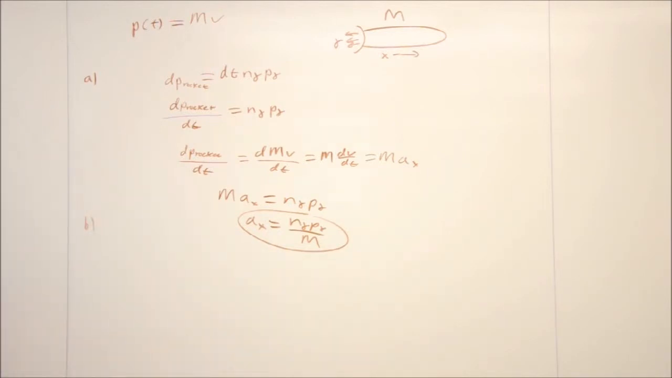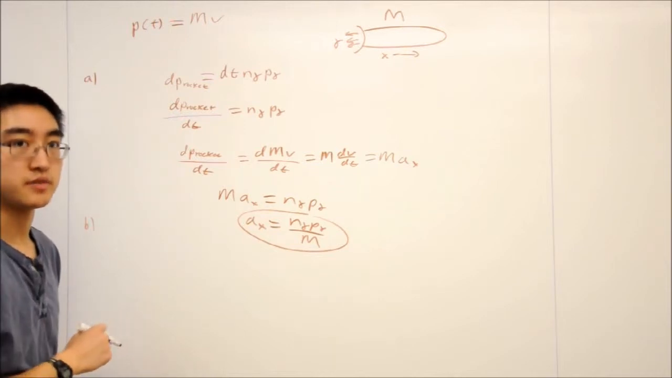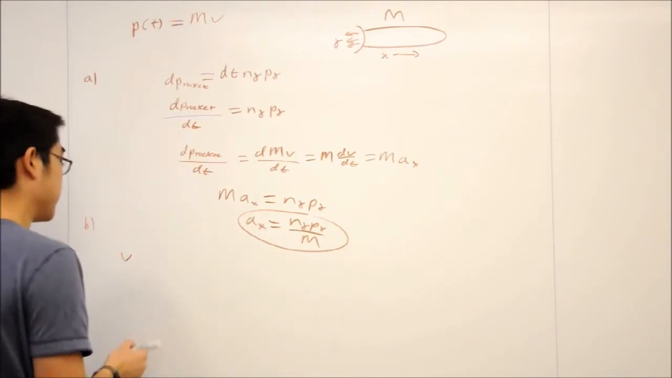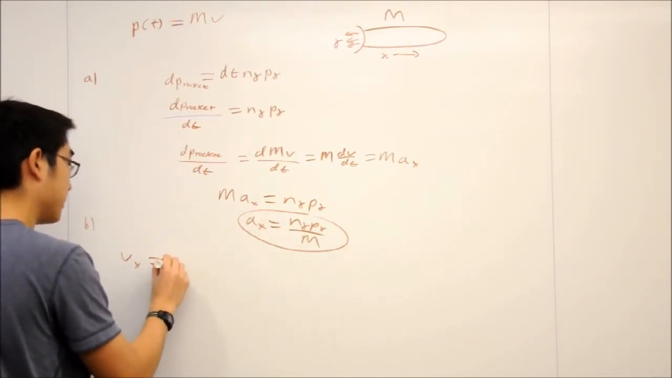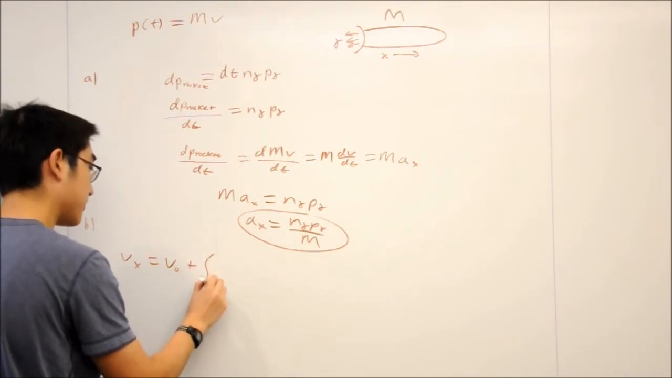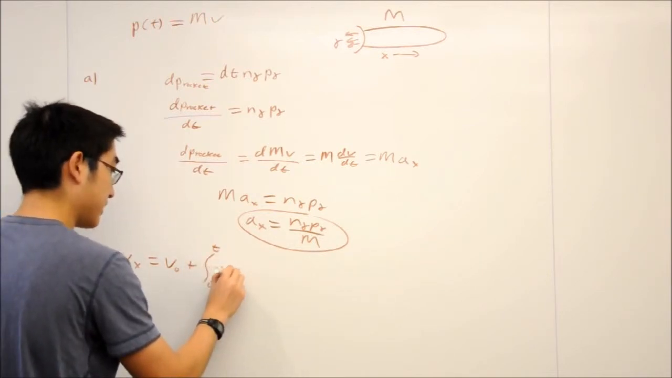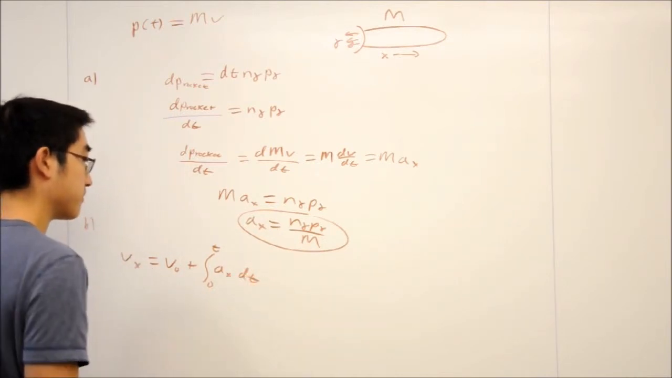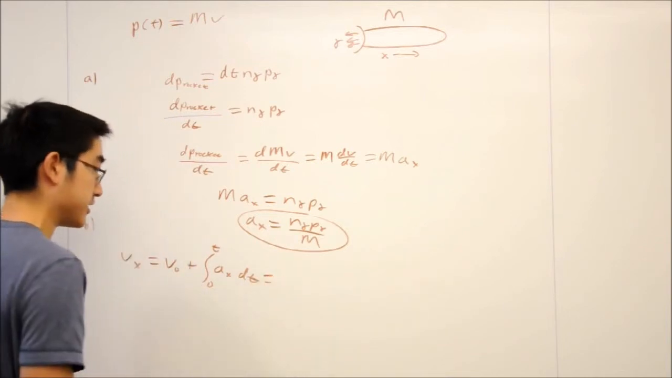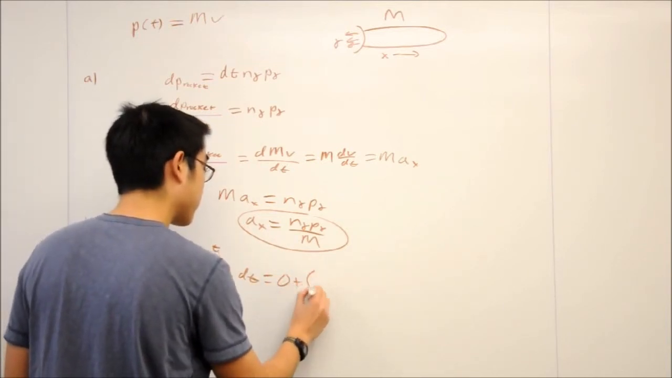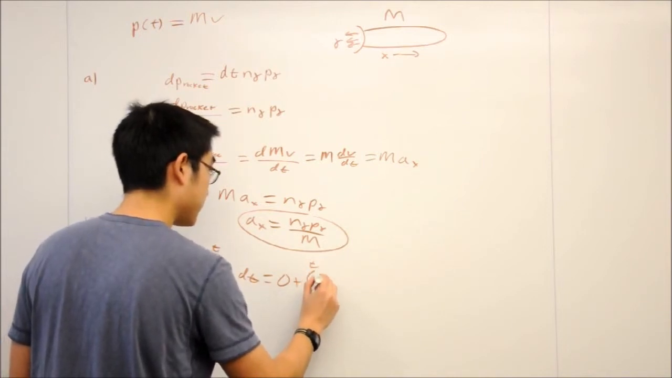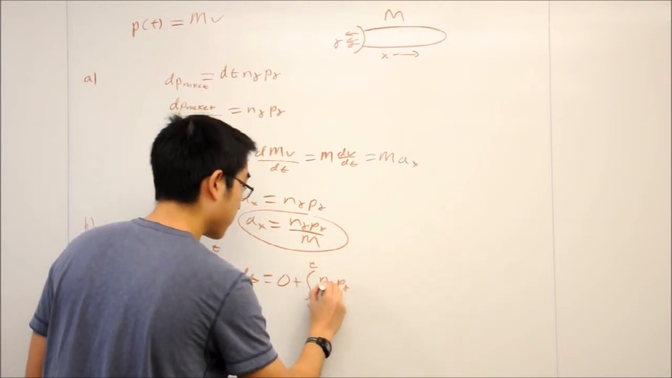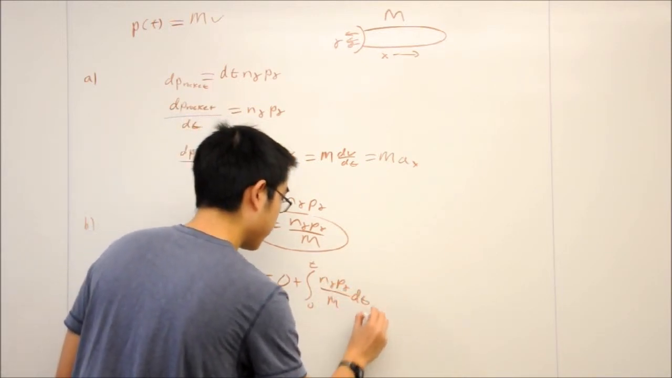Now for the second part of the question, we're asked to find the velocity as a function of time. So using our kinematic equations, velocity at time t in the x direction is just the initial velocity plus the integral from 0 to t of the acceleration in the x direction dt. Now, we're given that initial velocity is 0, and we know what the acceleration is, so we have the integral from 0 to t of n lambda p lambda over big M dt.